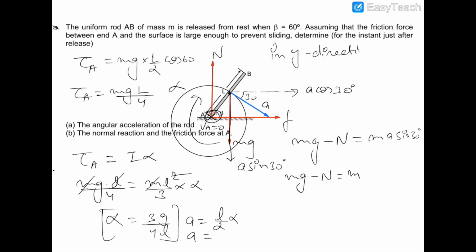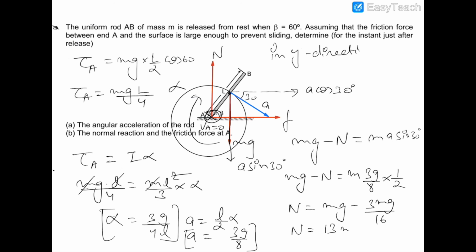So A will be equal to 3g by 8. Okay, so this is 3g by 8 and sin 30 is 1 by 2. So the normal reaction will be mg minus 3mg by 16. So this will be 13 mg by 16. So this is the normal reaction.